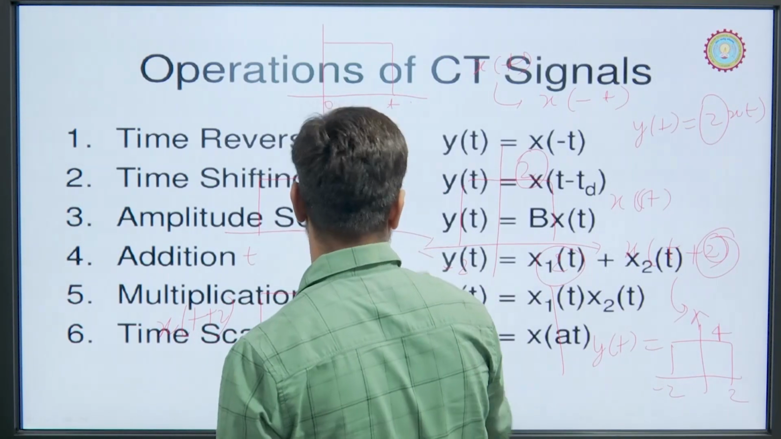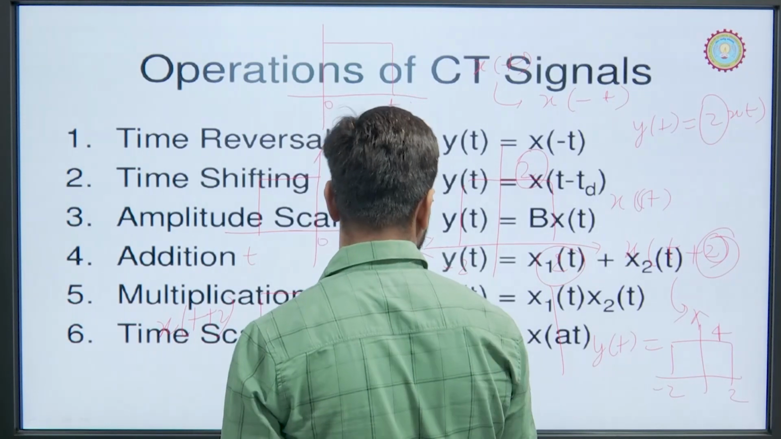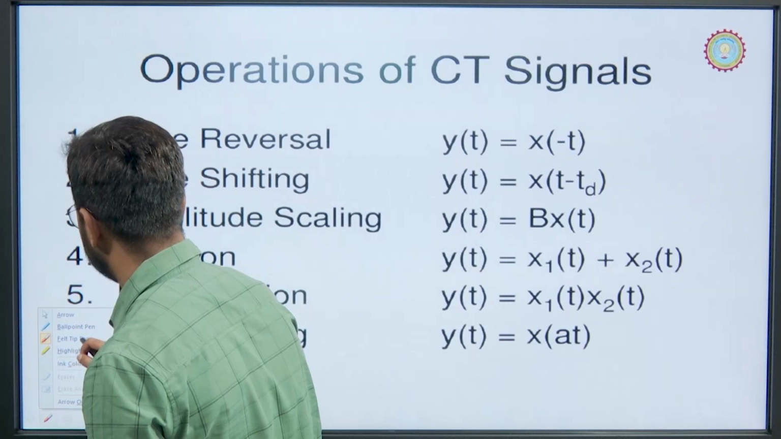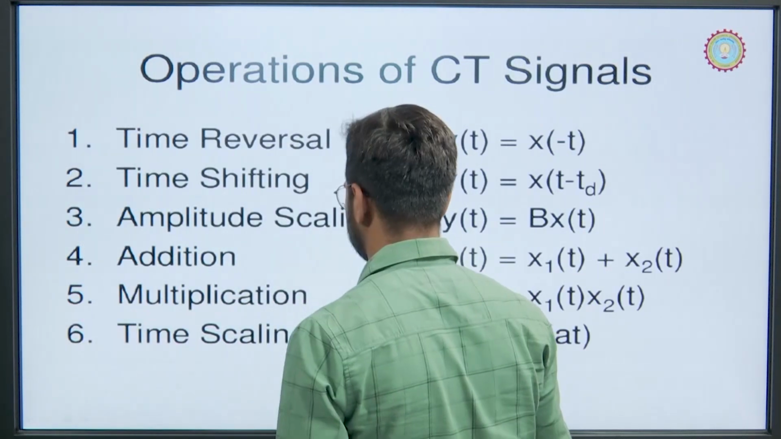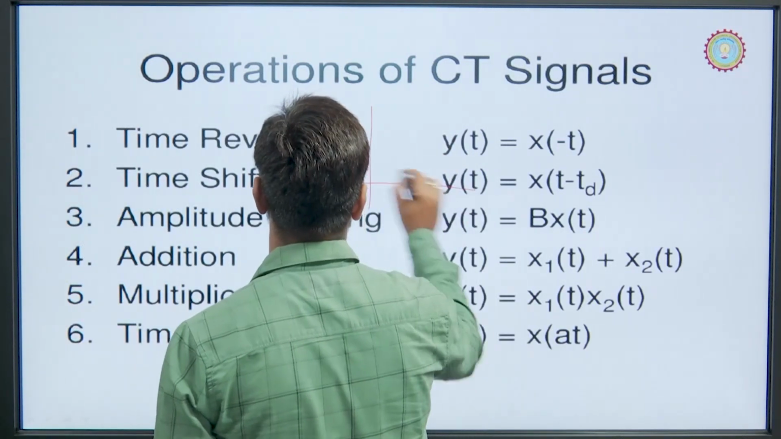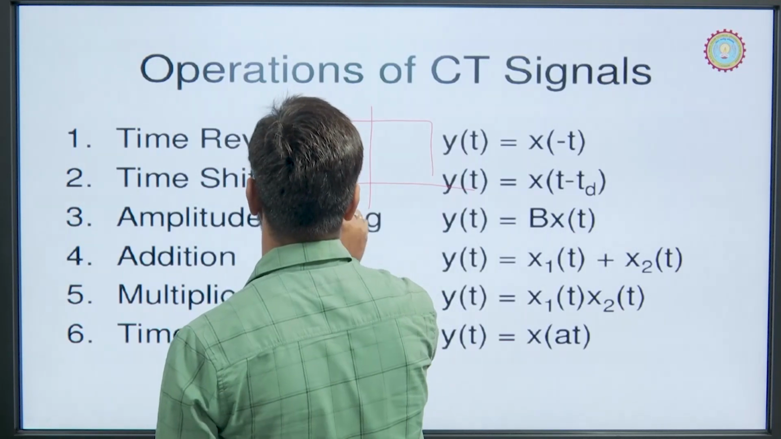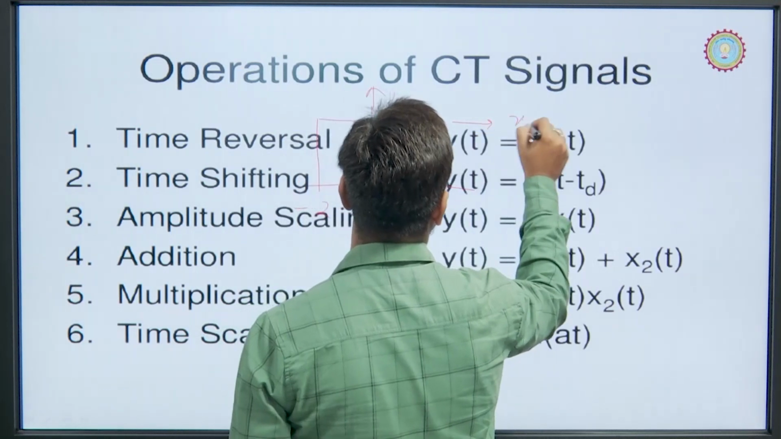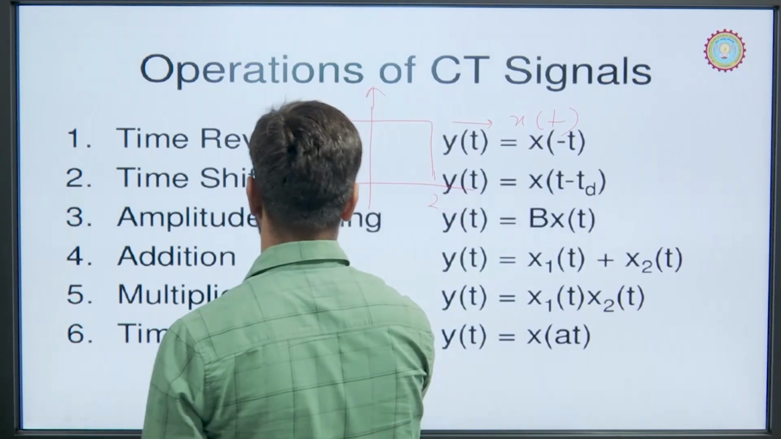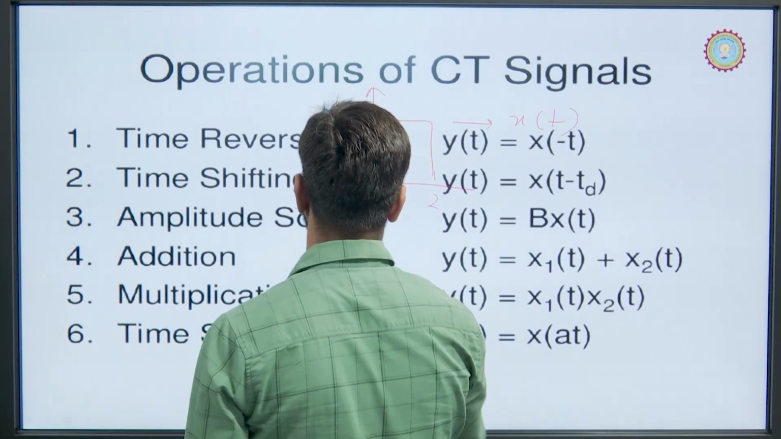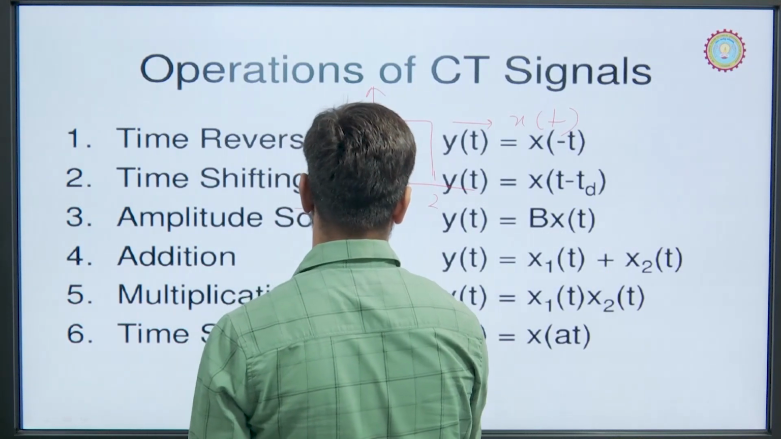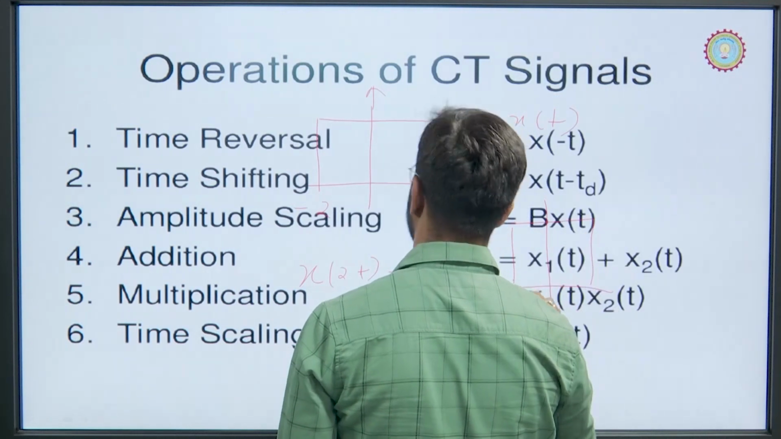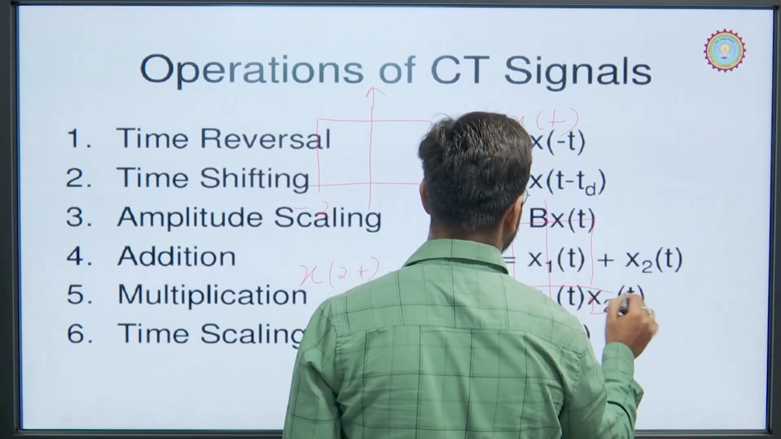Then we have addition and multiplication, and again time scaling. What is time scaling? Suppose the signal is existing from time minus 2 to 2, this is basically x(t), and I want to write x(2t). How will we represent x(2t)? x(2t) will be from minus 1 to 1. How?